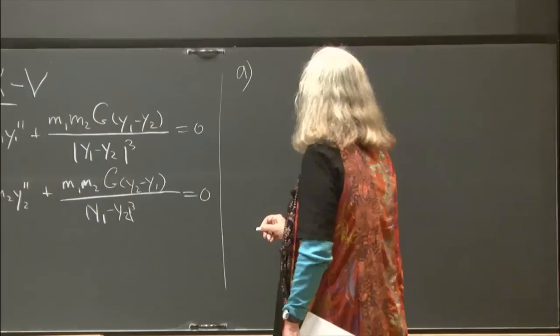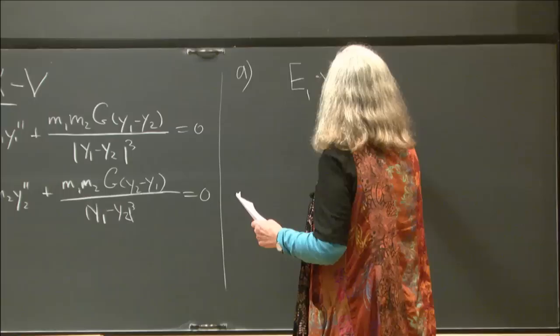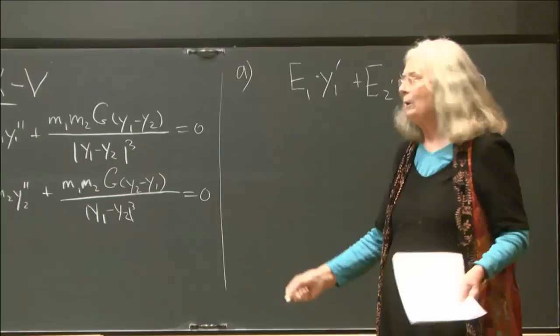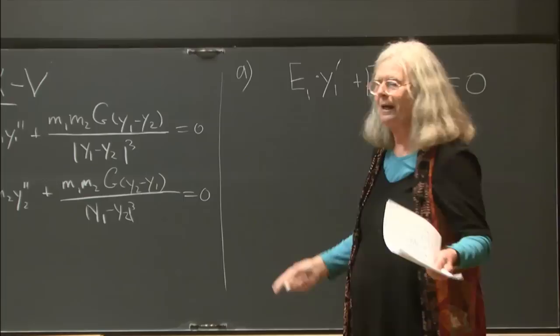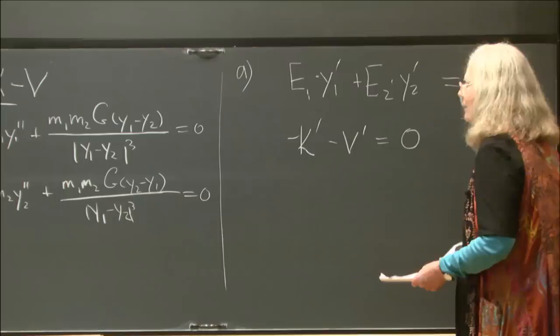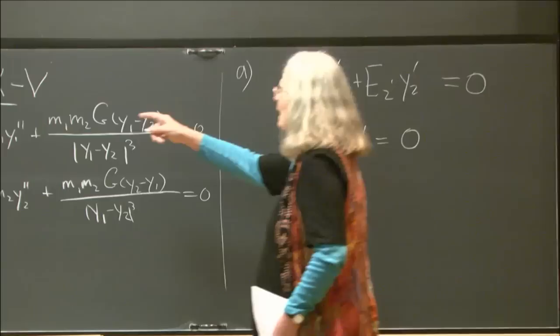And so what we do for conservation of energy is we multiply the first Euler-Lagrange equation by y1 prime, and we take the second Euler-Lagrange equation and multiply it by y2 prime, and of course this is equal to zero, because E1 and E2 are zero, so the whole thing is equal to zero. Then we massage it a little bit, and lo and behold, we find that minus k prime minus v prime is equal to zero. That's the sign convention I've been using. Very good. Conservation of energy. So now you see why we had the kinetic energy minus the potential energy, not the sum.